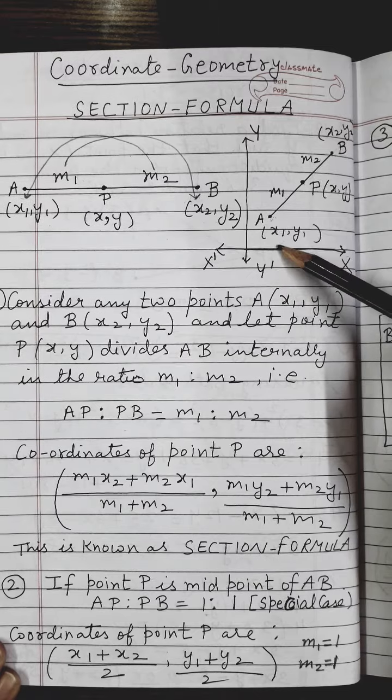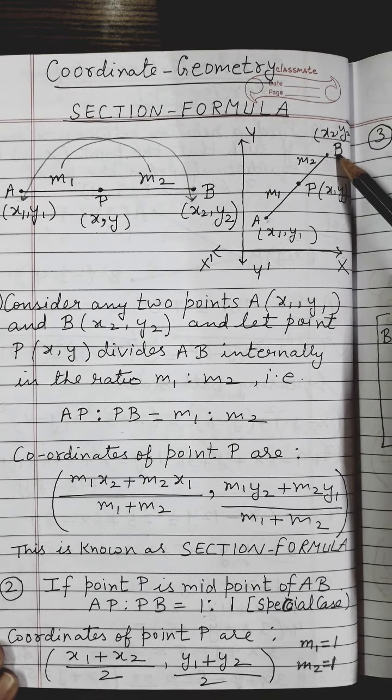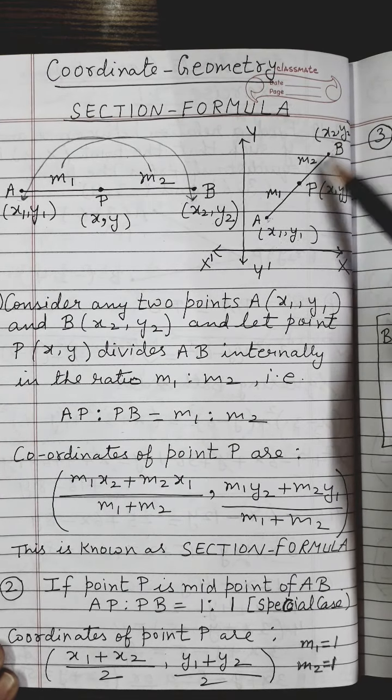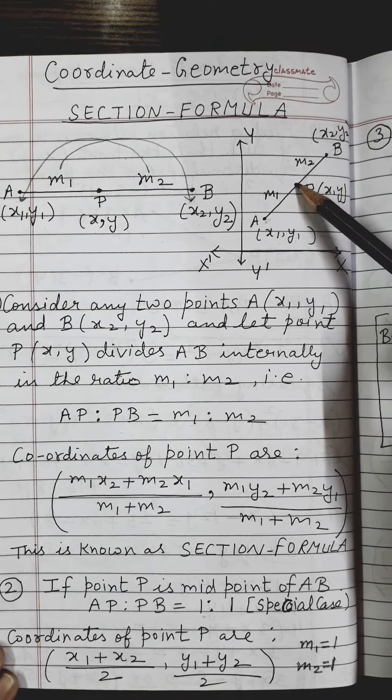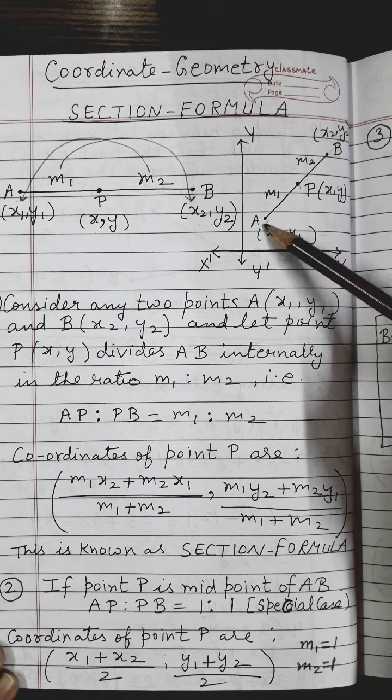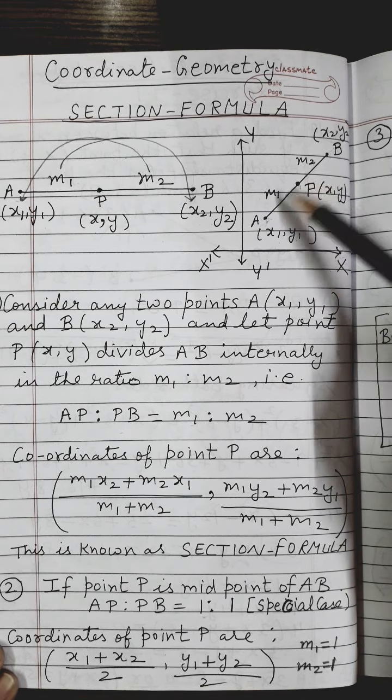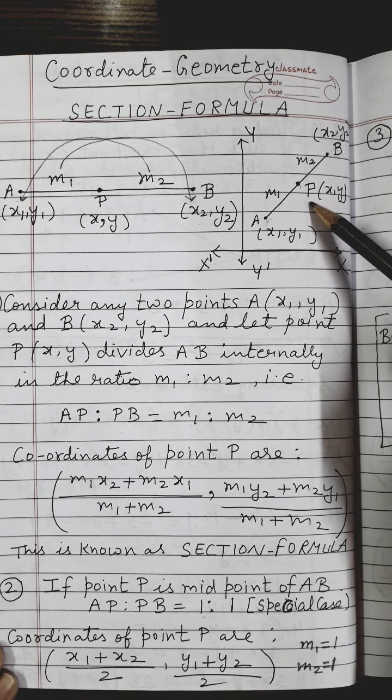Coordinates of point A are x1 comma y1. Coordinates of point B are x2 comma y2. Let us consider some point P lying on this line AB. Then this point P is dividing the line AB internally in the ratio m1 is to m2. And we want to know the coordinates of point P.